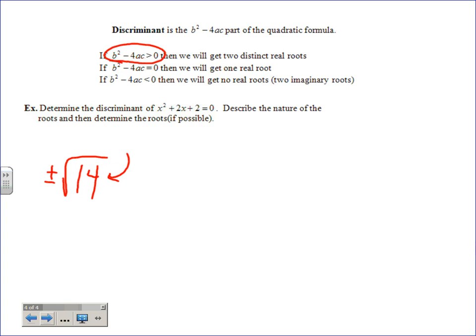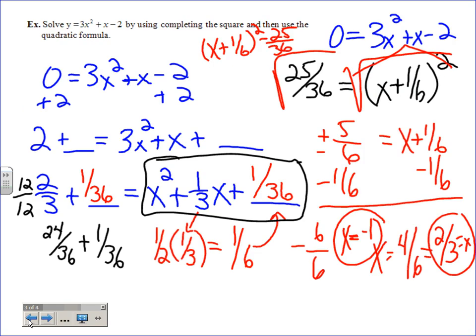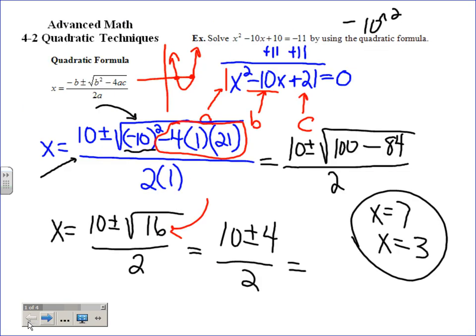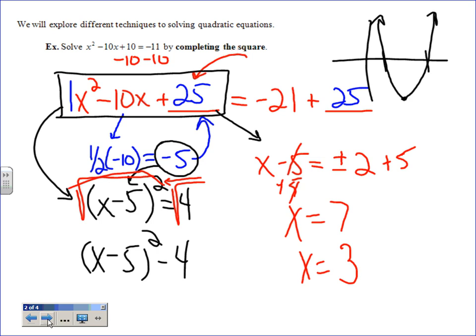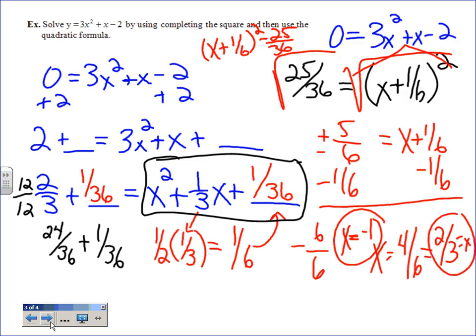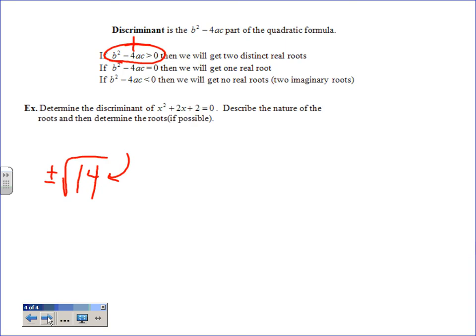So what it is saying is, if that is greater than 0, or in other words, if it's positive, you're going to get 2 answers. Did that happen back here? Did I get 2 answers? I did. There they are. If we would have done this one with quadratic, would we have gotten 2 answers? Yeah.